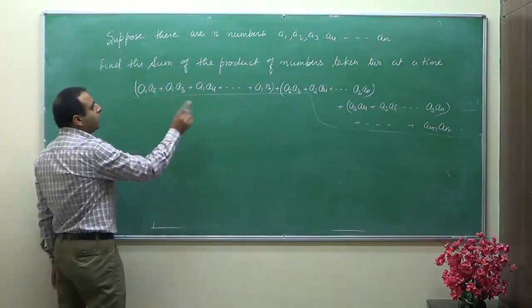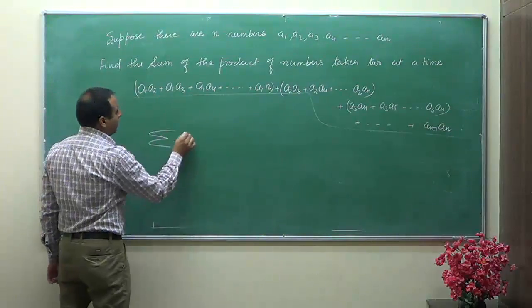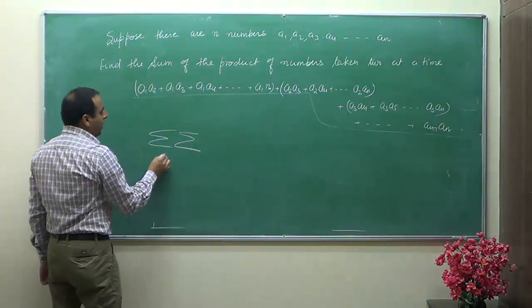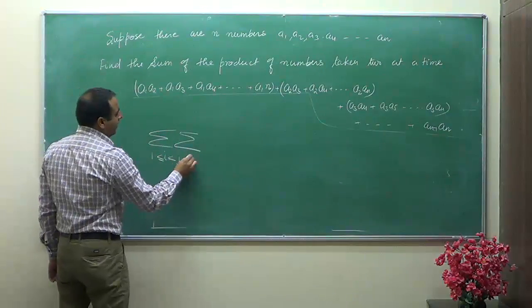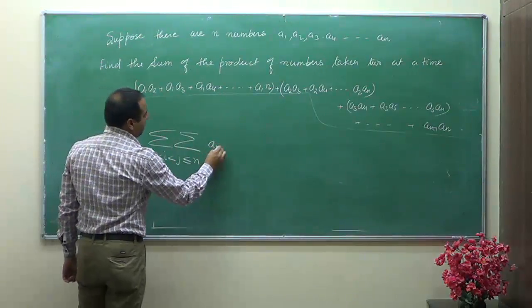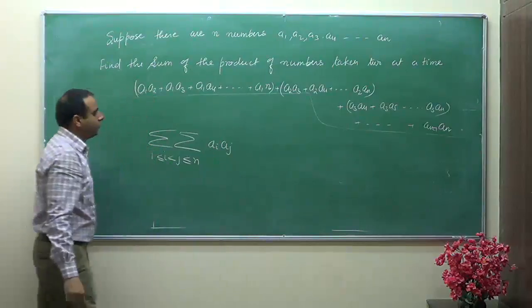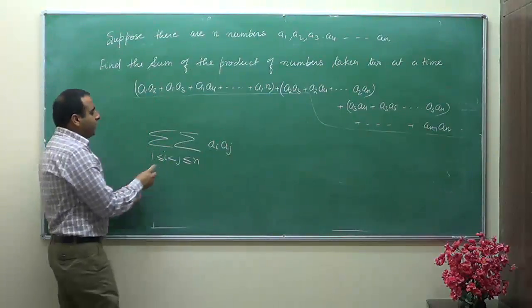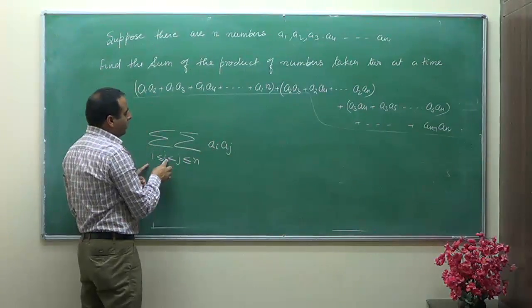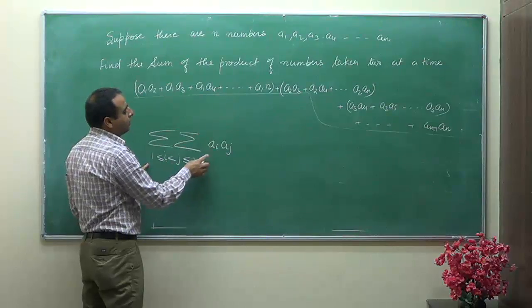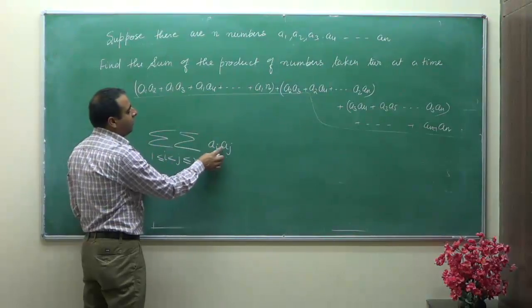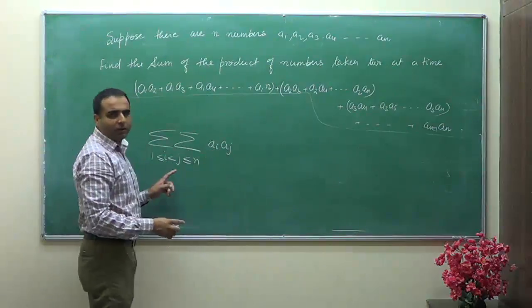Now how can you write this? It can be written in this way: sum over i greater than or equal to 1, j less than or equal to n, with i less than j, of a_i a_j. If we take i equal to 1, then the possible value of j is 2 to n. So a1a2, a1a3, a1a4, a1a5 up to a1an.